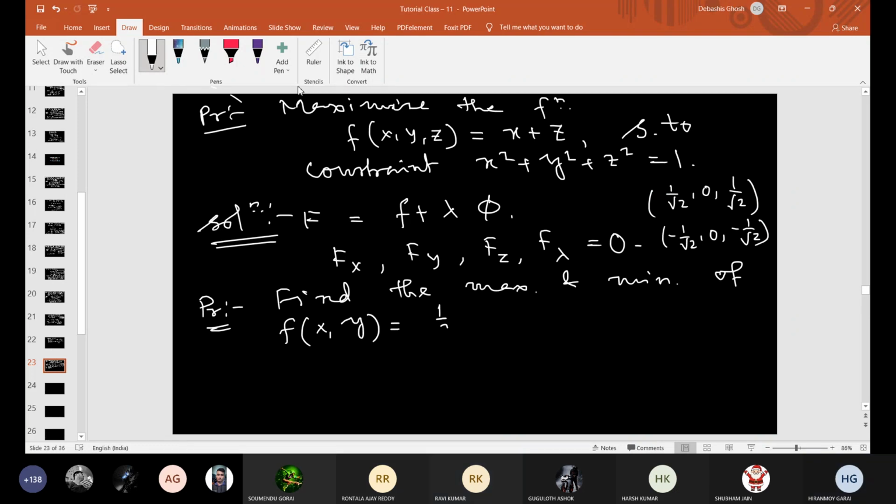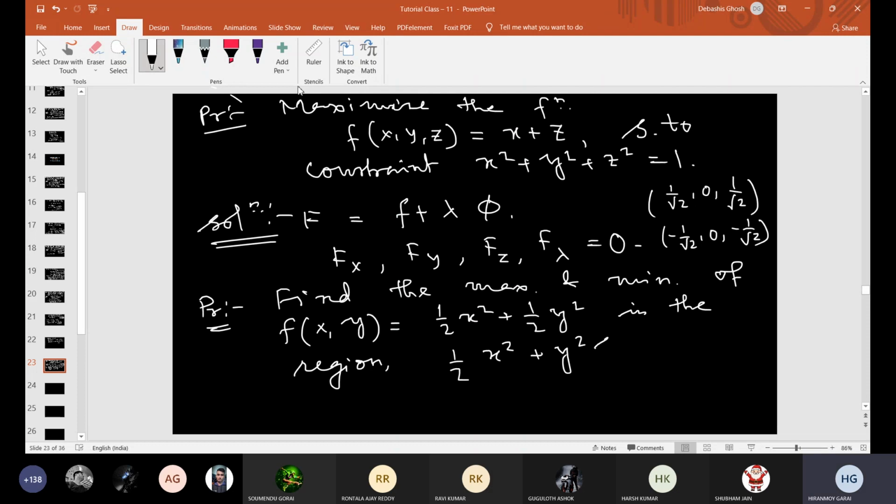Half of x square plus y square less than or equal to 1 is the region D that we are considering. So again, we also consider all the points. If you are getting any points in between, then those points are also considered.